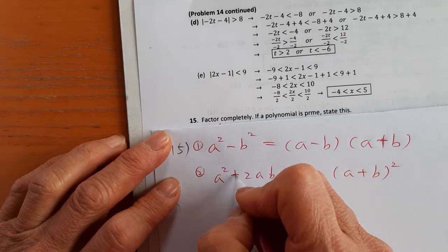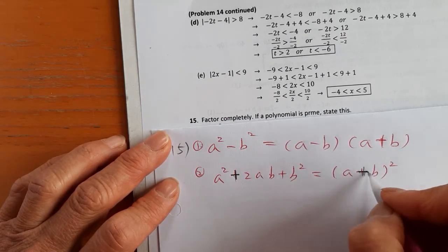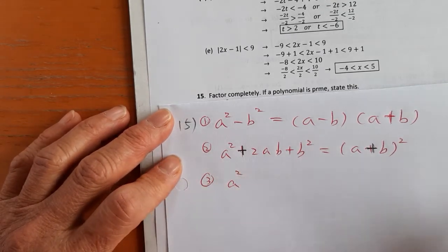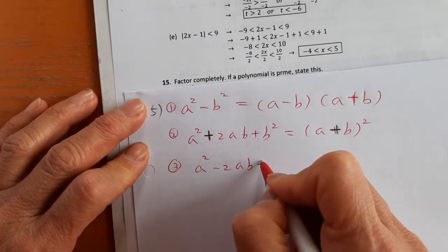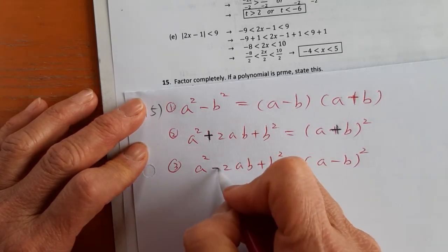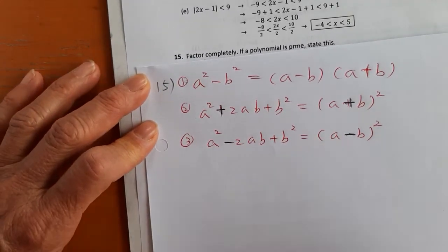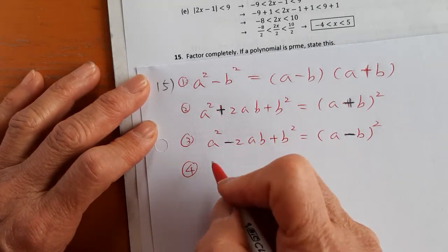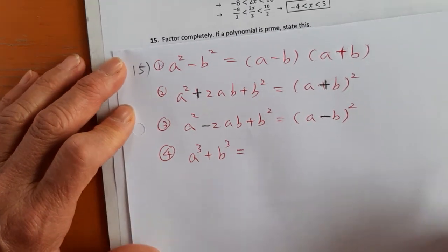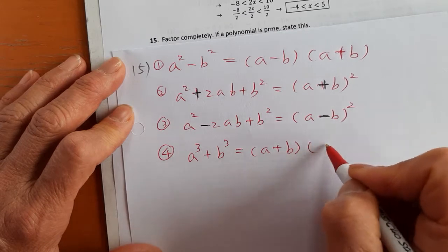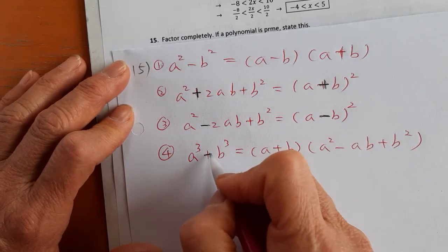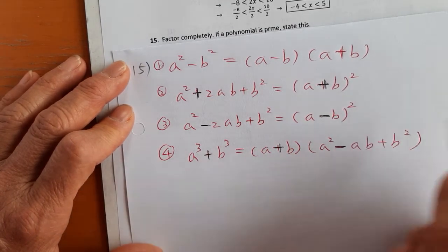If here is a plus, then this is plus. And the other one is also a completing square formula: a squared minus 2ab plus b squared equals quantity a minus b squared. If this is minus, then here is minus. Then the fourth one is the sum of cubes formula: a cubed plus b cubed, and the factor is a plus b times a squared minus ab plus b squared. If this is plus, then in the factor here's a plus, here's a minus.